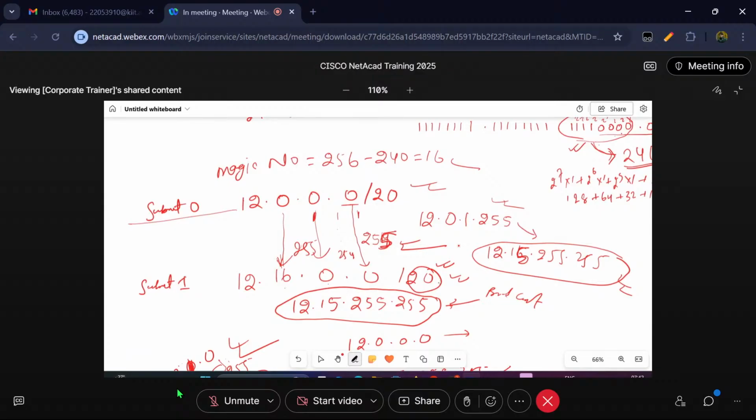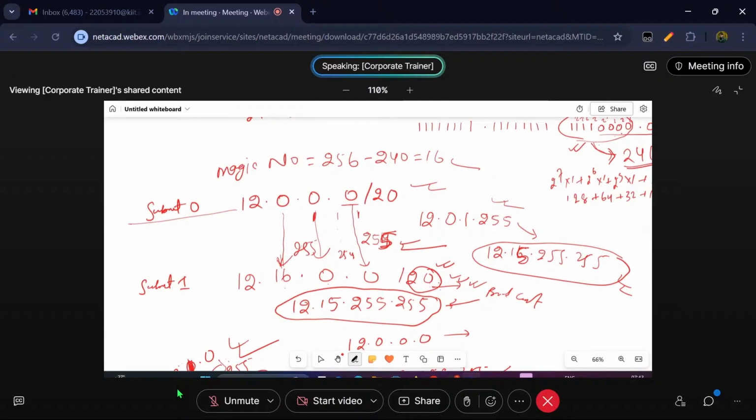Remember this, because as you know from the beginning of the classes, whenever we require a different network, we have to change the network bits. If you require a different host, you have to change the host bits. So slash 20 bits are the network bits. If I make changes anywhere in the network bits, a different network will be formed.